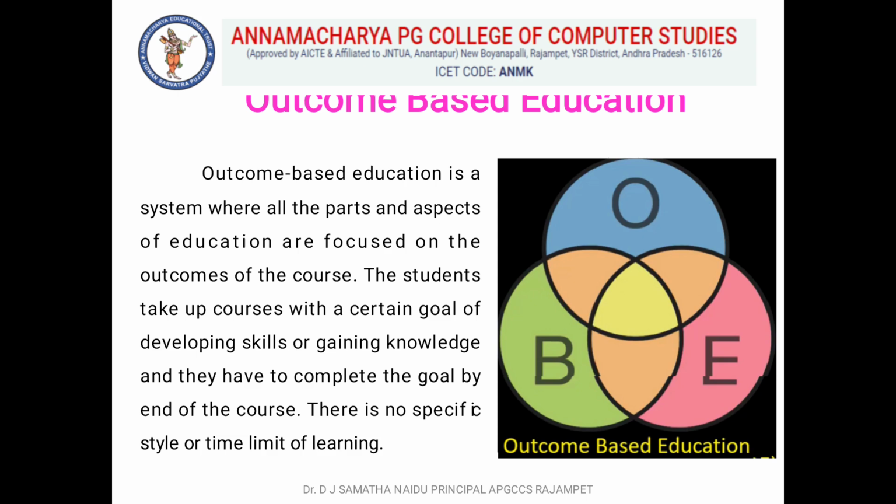The first one is what is outcome based education. As we know, outcome based education is a system where all the parts and aspects of education are focused on the outcomes of the course. Many education systems are now designing their curriculum in the form of course outcomes and program outcomes, COs and POs, as we say in short form.